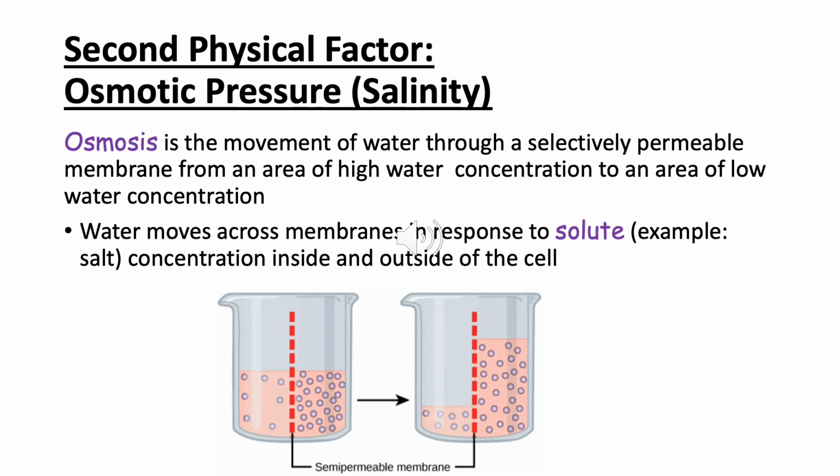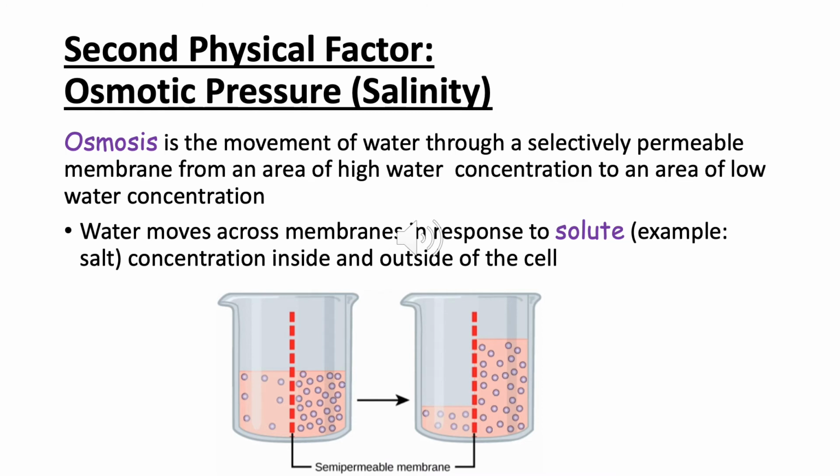And water moves across membranes like cell membranes in response to the solute concentration inside and outside of that cell. So the solute is whatever is dissolved in the water, for example, salt or sugar or whatever it may be. So what happens is, and you can see in this picture, the side that has the lower concentration of salt is considered a higher water concentration. And the other side that has a higher salt is considered a lower water concentration.